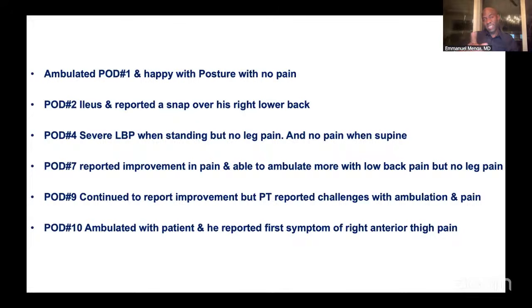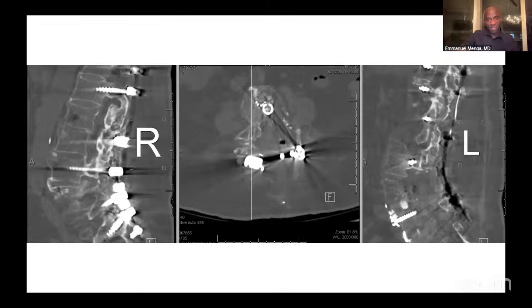But on those CT scans that we obtained because of the ileus, I can see the fragment, and I'll show you here the fragment of bone. So this is the left side where I completed the osteotomy. On the right side, you see how close this is to the nerve. But he reported no leg pain at all. So that's why I initially didn't think he needed to go back.